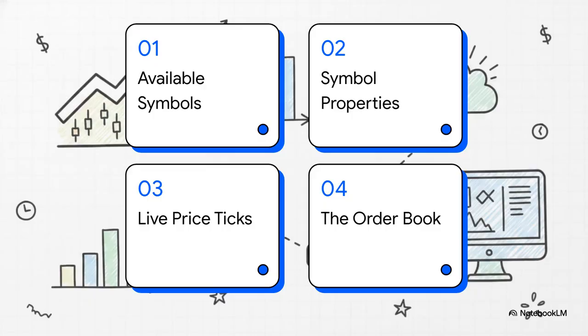So, to make any sort of intelligent decision, it absolutely needs a continuous, highly structured feed of market information. So, to fix that blind spot, we're following a macro to micro roadmap today. First up, discovering available symbols. Second, unlocking symbol properties. Third, catching live price ticks. And finally, reading the order book.